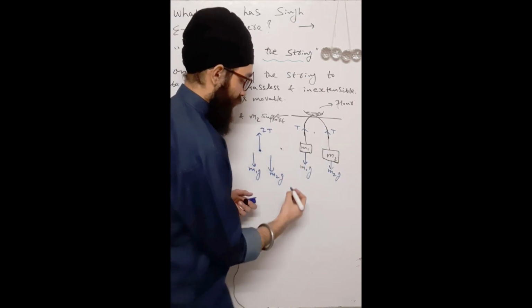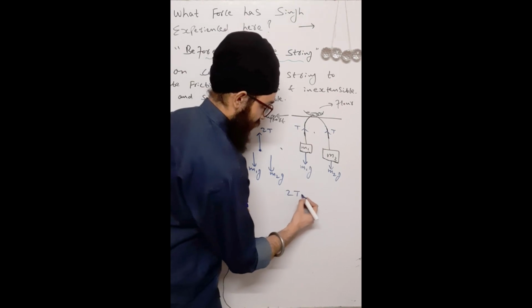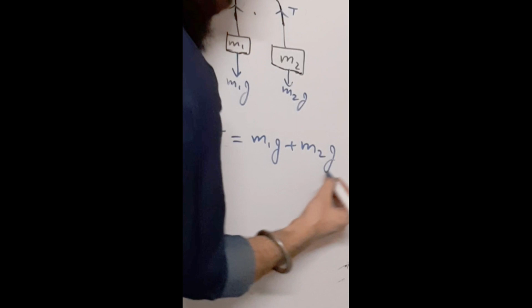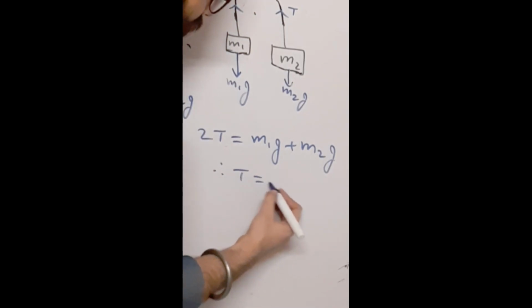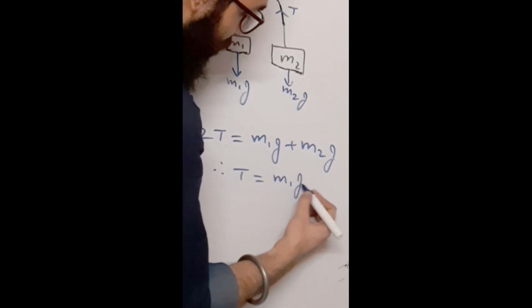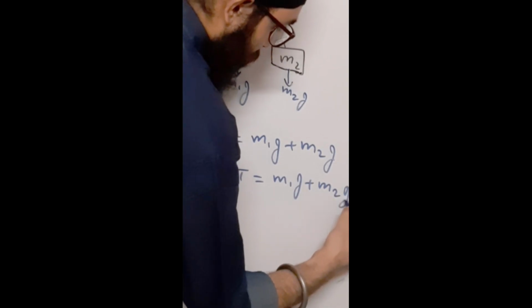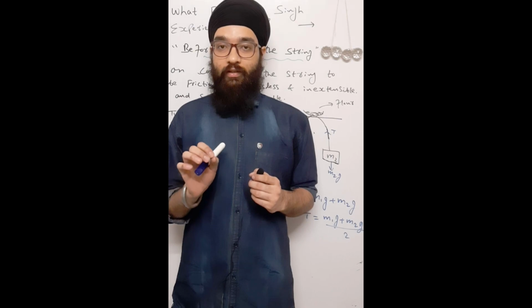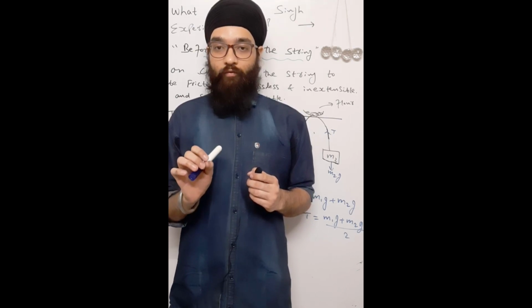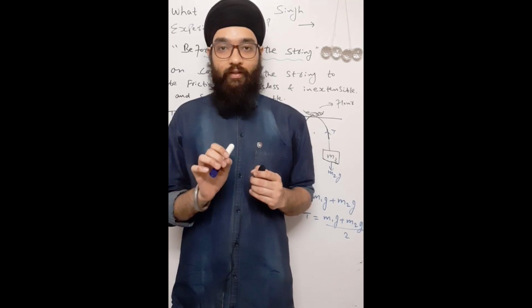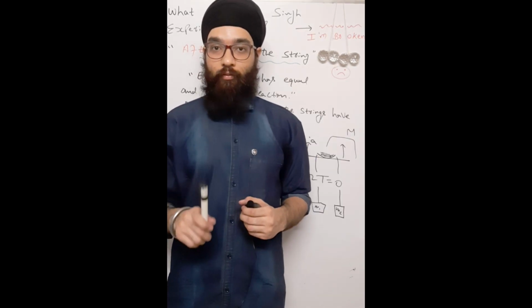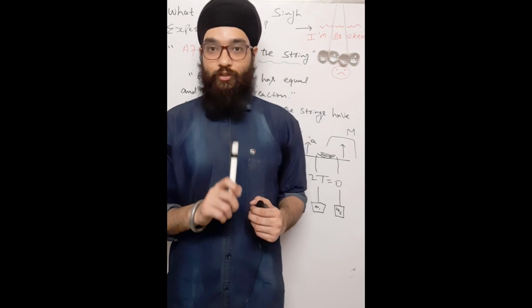So the equilibrium equation here, we've got 2T equals m1g plus m2g, which is nothing but T equals (m1g plus m2g) by 2. By using this equilibrium equation, we can easily find out at what force the support hit Singh and what was its acceleration. Let's talk about the after cutting the rope situation.